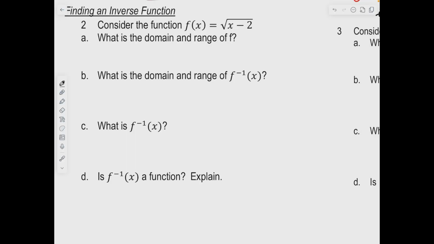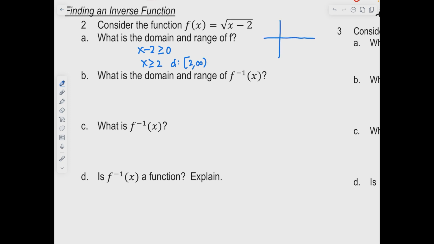Okay, let's start off with number 2. A, what is the domain and range of f? So what you'll notice here is that it can't be all real numbers because it's a line. I'm sorry, it's not a line. This is a square root function. So we talked about square root function. In order to find the domain, you have to take what's inside of the radical, so the x minus 2, and you have to set it greater than or equal to 0. So once I am here, I'm going to add the 2 to the other side, so I have x is greater than or equal to 2. So that is my domain. The domain is going to be from 2 to infinity.